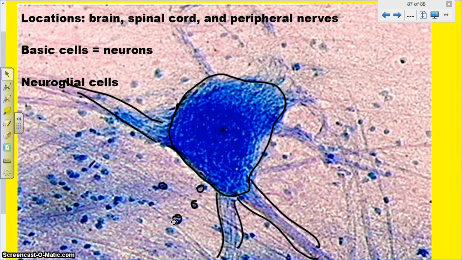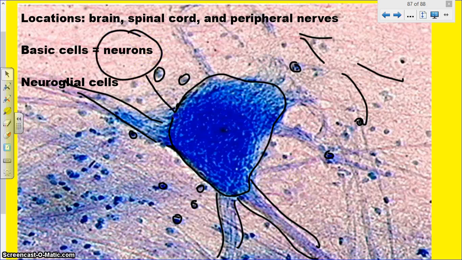There's different kinds of neuroglial cells depending on where they're located. They also have different functions. Some are there to support, some are there to provide a blood supply, some are there to serve as phagocytes to get rid of any kind of pathogen that may hurt the nervous tissue. There's also some other fibers in there you can kind of see, but this big guy right there would be your neuron.